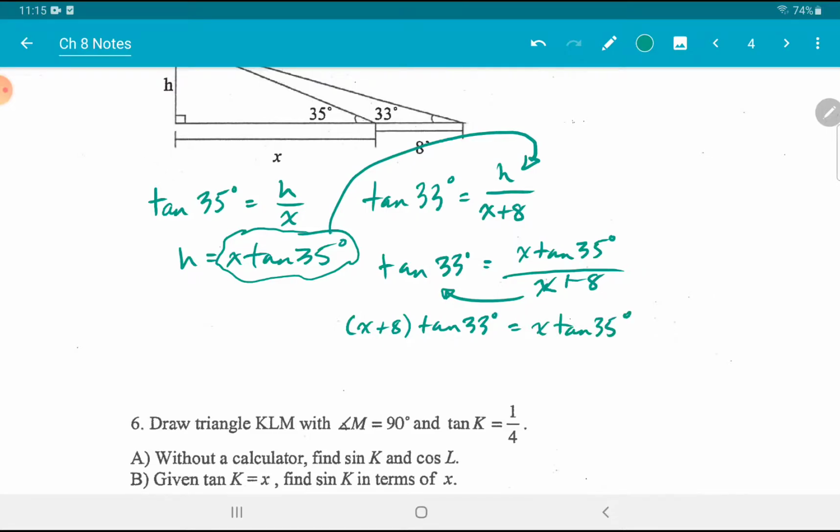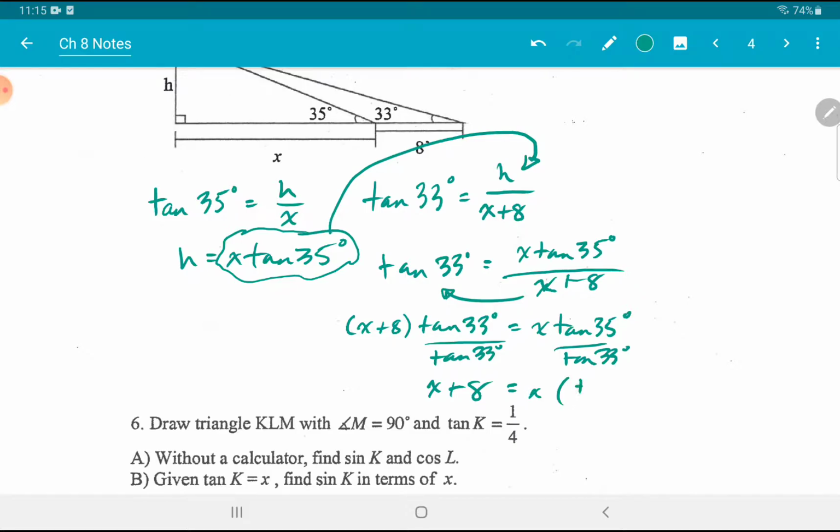At this point, what I'm trying to do is isolate the x. I'm just trying to get the x by itself. So one thing I could do is divide both sides by tangent 33 degrees, right? And in doing so, we'll get x plus 8 all on the left side is equal to x.